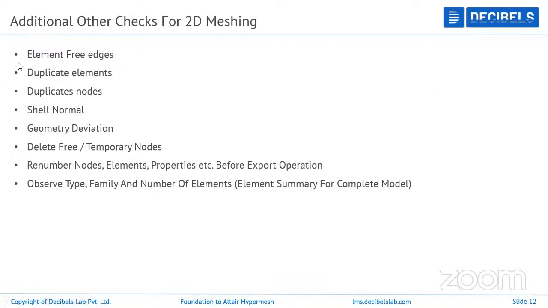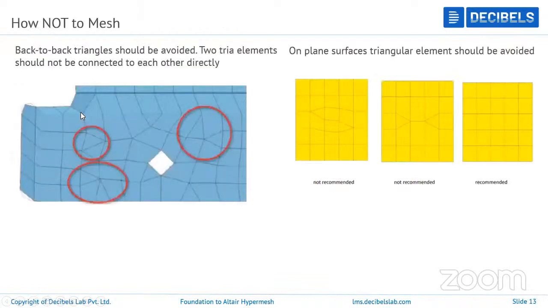You should not have any free edges or normals. And as I said, all your elements should be within the geometry only. These are the other additional checks, along with the quality parameters, that you need to take care of. Then next, in the last part, how not to mesh.